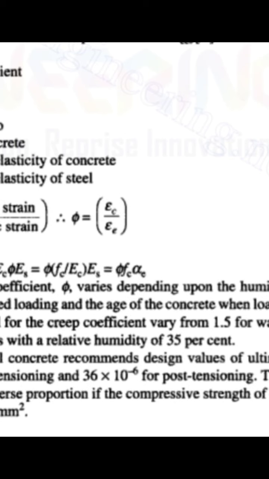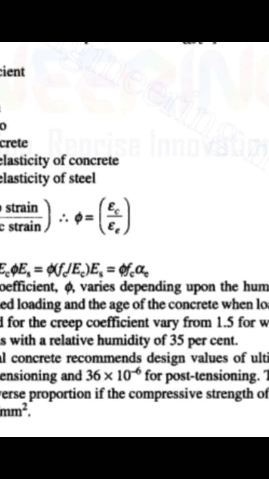Finally, the loss due to the creep of the concrete can be determined by finding the loss of stress in the steel, that is equal to phi fc into alpha e. Okay, so this is how you have to find out the loss of stress in the steel due to the creep. In this, the magnitude of the creep coefficient phi varies depending upon the humidity, concrete quality, duration of the applied load, and the age of the concrete when it is being loaded.